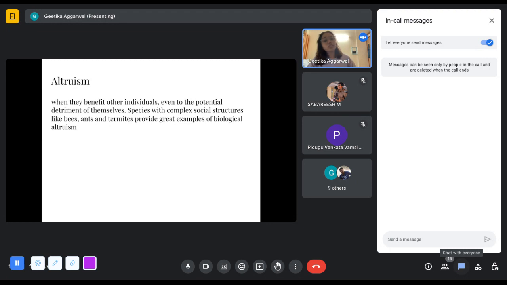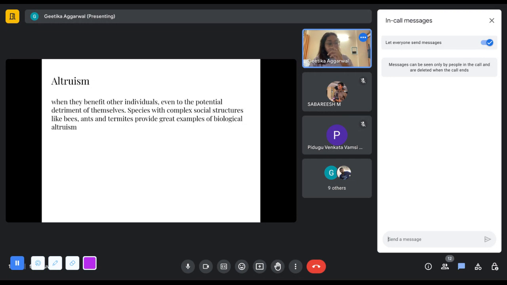And group selection, some of the theories for altruism is group selection, that when it comes to altruism, the selection is not acting at the individual level but also at the group level. So the group is getting selected for. In the population there will be multiple groups, and the groups in which you'll see altruism will prosper as compared to the groups in which the individuals will let the other individuals die.